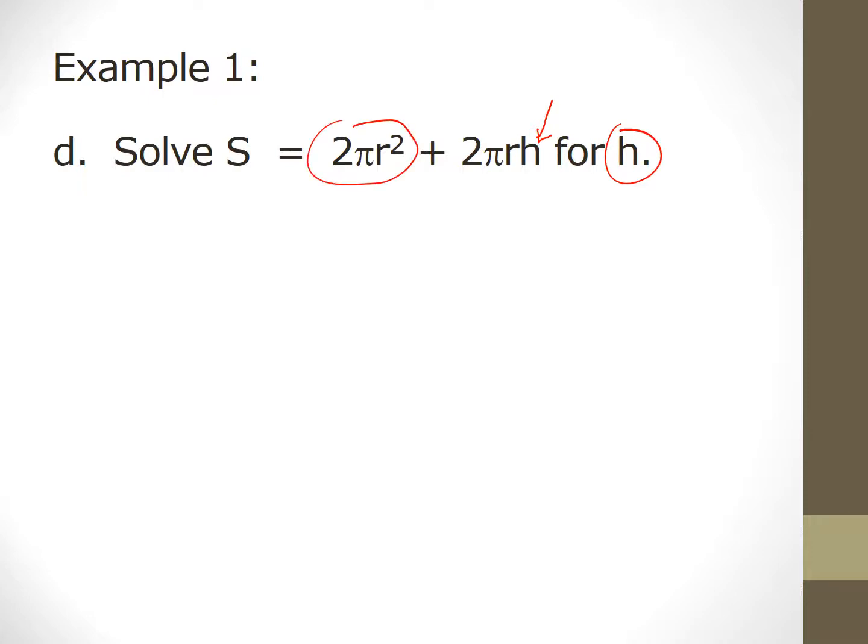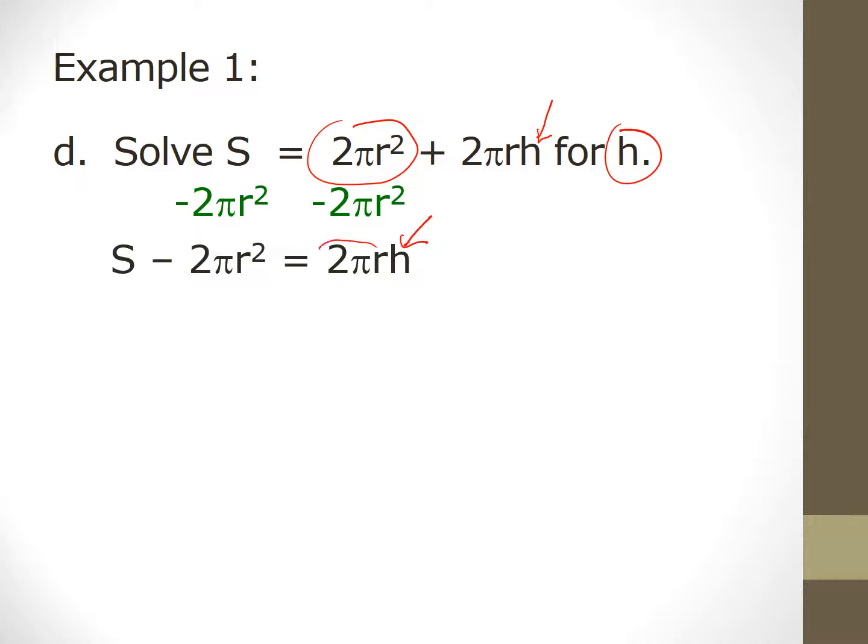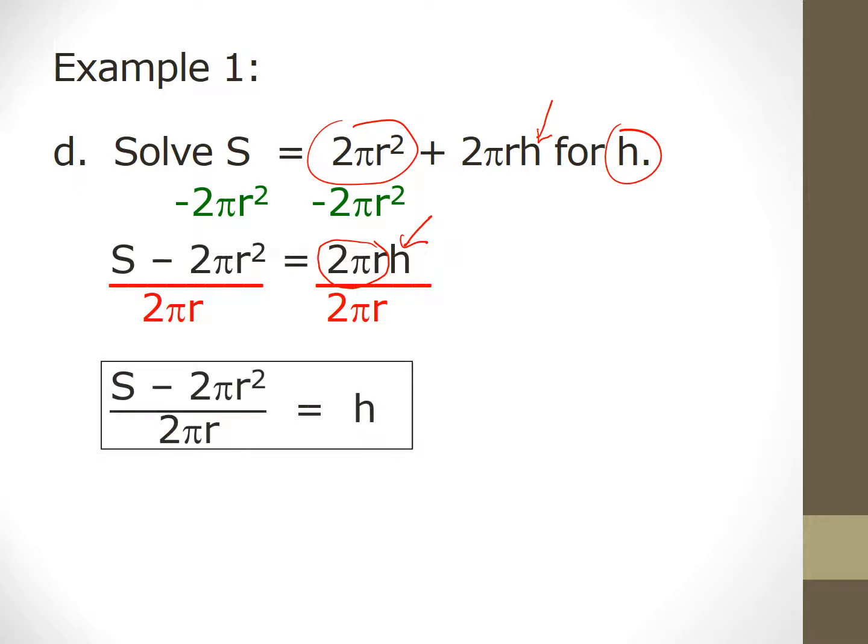Again, the first term on the right hand side doesn't even have an h, so in solving, the very first thing we're going to do is just subtract that from both sides, and in doing so we move that whole term to the left. Now we're still interested in solving for h, which means we need to get rid of the 2 pi r, but since it's all being multiplied together, we can easily get rid of that by dividing both sides by 2 pi r. So when we do, we get our result, our finished solving for the variable h. h equals S minus 2 pi r squared, divided by 2 pi r.